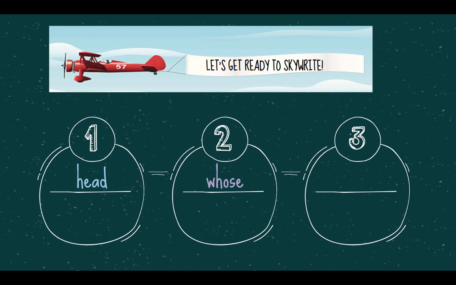The second word we're going to skywrite is the trick word whose. Whose has one letter that goes up to the cloud line. It's the H. Let's do it. W, H, O, S, E. Whose. Fantastic skywriting, friends. Here's the third word. It's the word earth. E, A, R, T, H. Good work.